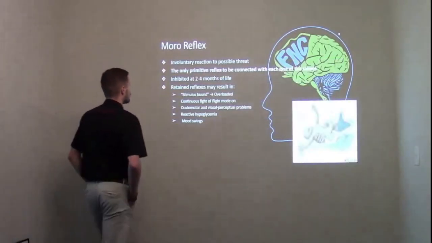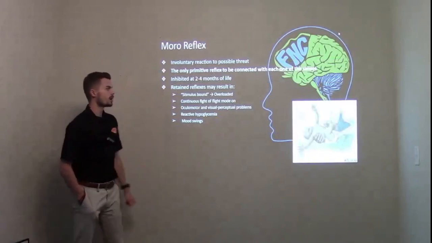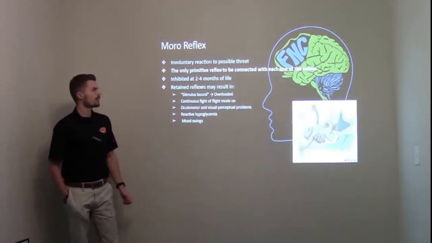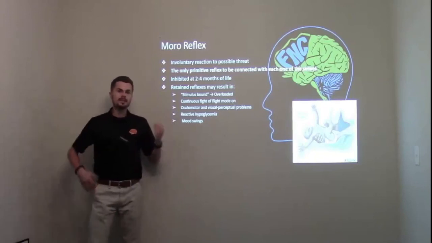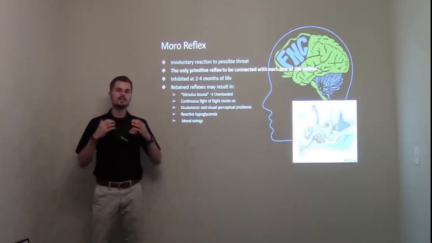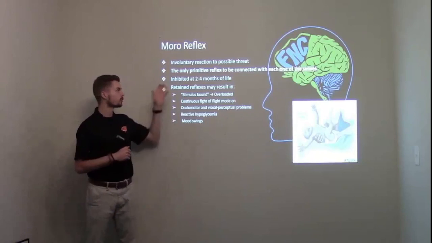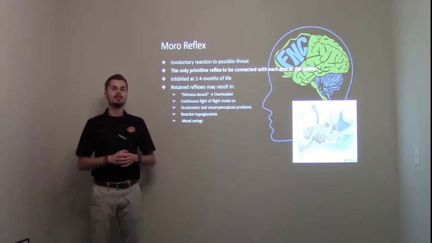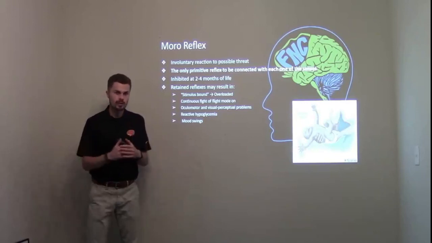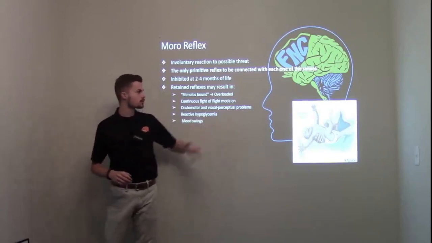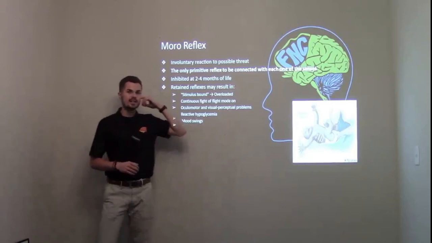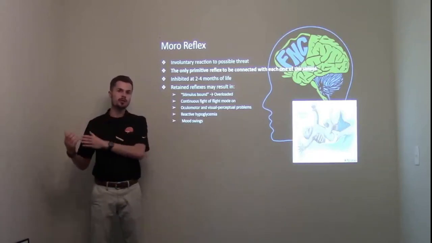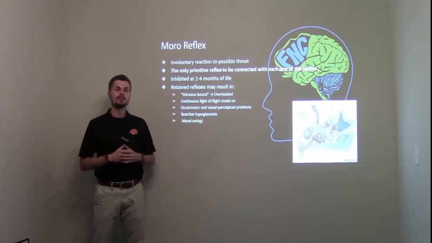The motor reflex is an involuntary reaction to possible threat, and it is the only primitive reflex to be connected with each one of the senses, meaning that any stimulus can trigger the motor reflex. The motor reflex is a sudden abduction and adduction of the baby's arms, kind of like shown in the picture there. It's there for the baby to create a sympathetic response and alarm the mother that the baby might be in danger.